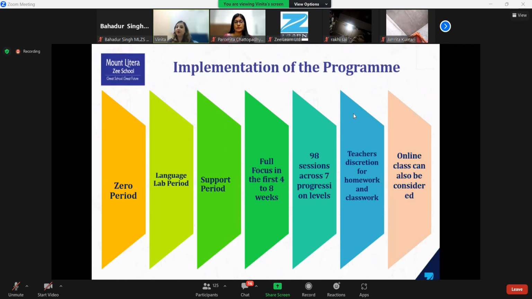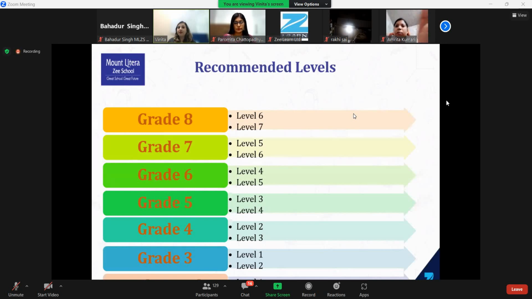Teachers' discretion is required when it comes to homework or classwork. Teachers may decide, okay, this worksheet I can give for homework, and this is something that I can cover in my class. One last option is online classes. Yes, a teacher can also conduct an online class over the weekend, maybe a 45-minute session on a Saturday, if she is comfortable and if her students are okay with it. So implementation is totally dependent upon the teacher, how she wants to take this forward and how much she wants to take this forward, honestly speaking. It could be the 0 period, the language lab, or the support period. The focus, of course, has to be in the first 4 to 8 weeks, and it can be conducted online as well.